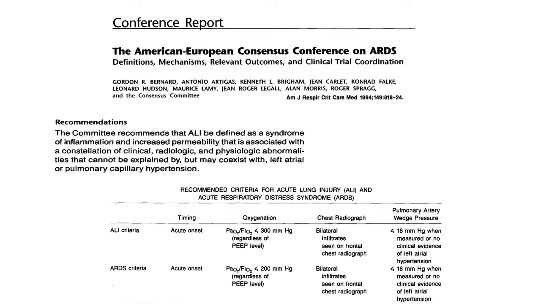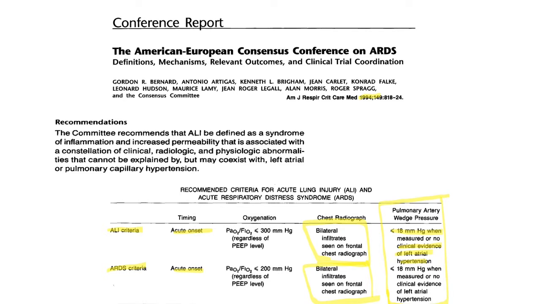In 1994, there was another definition by the American European Consensus Conference on ARDS that divided it into acute lung injury and ARDS. Both had an acute onset. Both had bilateral infiltrates on the chest X-ray. And in both, you should exclude a cardiogenic cause for the pulmonary edema, by a pulmonary artery wedge pressure less than 18 millimeters mercury, or absence of clinical evidence of left atrial hypertension.